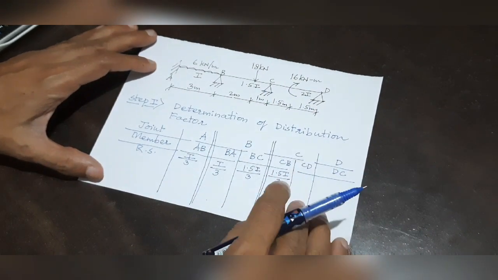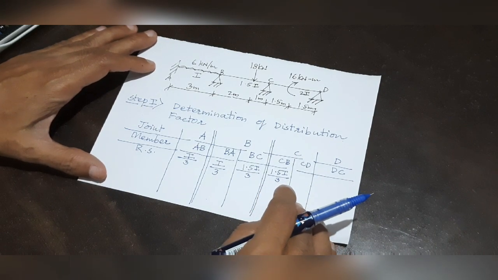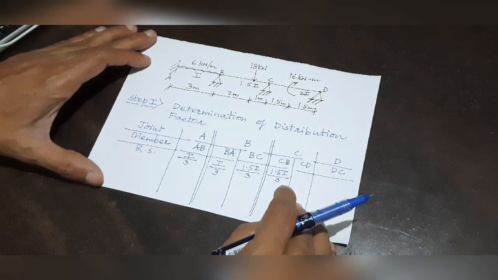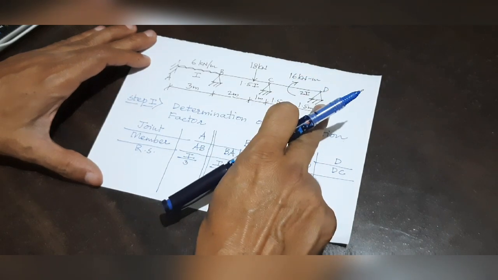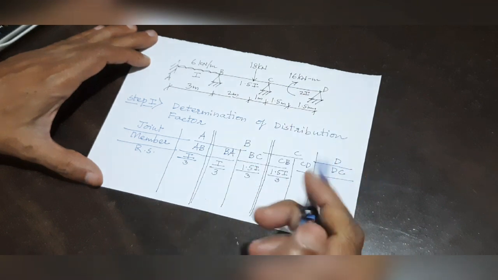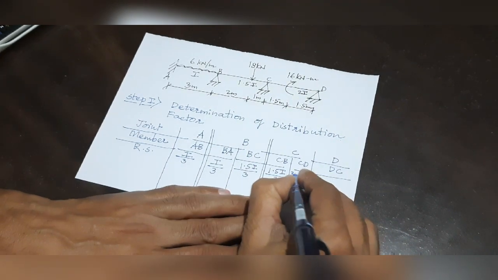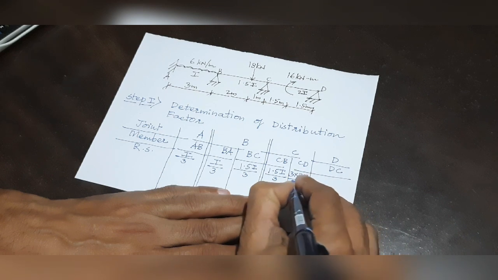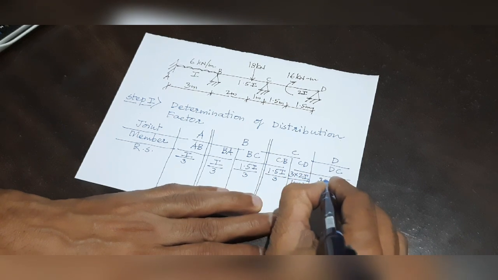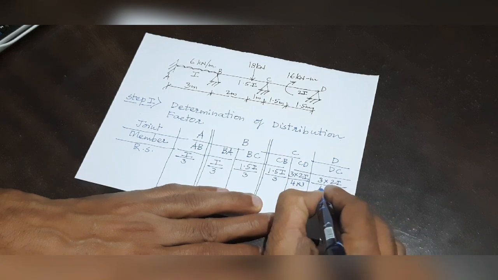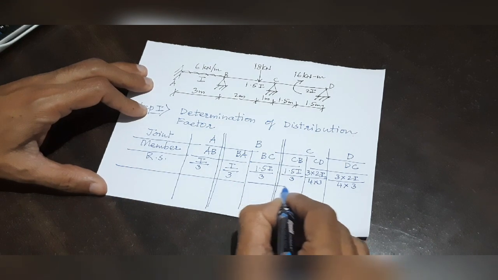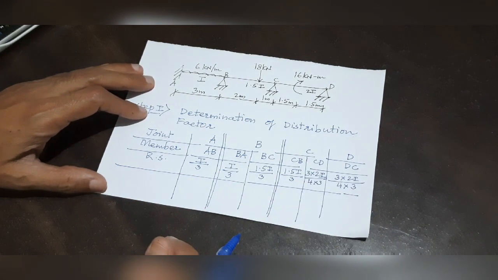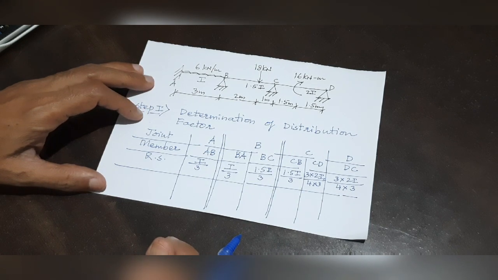Now what about the CD member? Yes, you have judged it right. For CD, we have to apply the second rule, 3I by 4L. Why? Because one end is hinged. If either of the ends is hinged, it is 3I by 4L. So I am writing 3 into 2I divided by 4 into 3. So this is my relative stiffness for the members AB, BA, BC, CB, CD and DC. These members are the same.